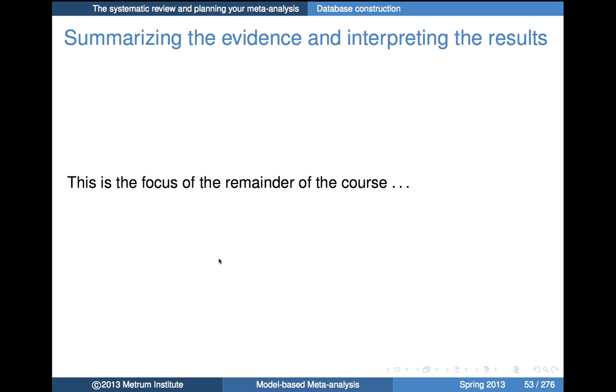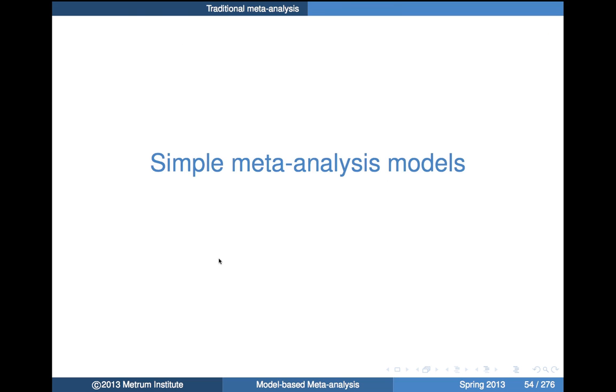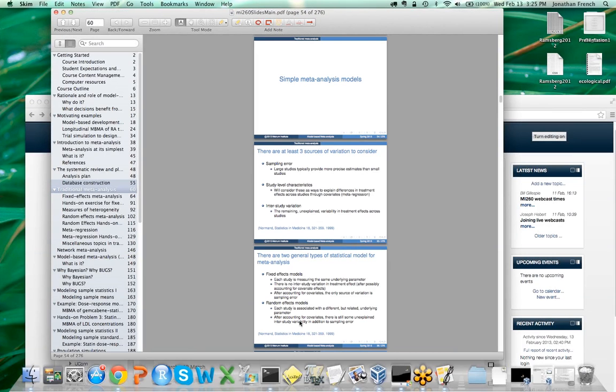Okay. So after you've done the data extraction, then the next step is summarizing the evidence and interpreting the results, and that's really going to be the focus of the rest of the course. So we're not going to have a specific slide on that topic. I'll stop there for a second to take any questions that anyone might have on planning a meta-analysis. The next step we're going to move into is thinking about the first steps in conceptualizing a simple traditional meta-analysis.